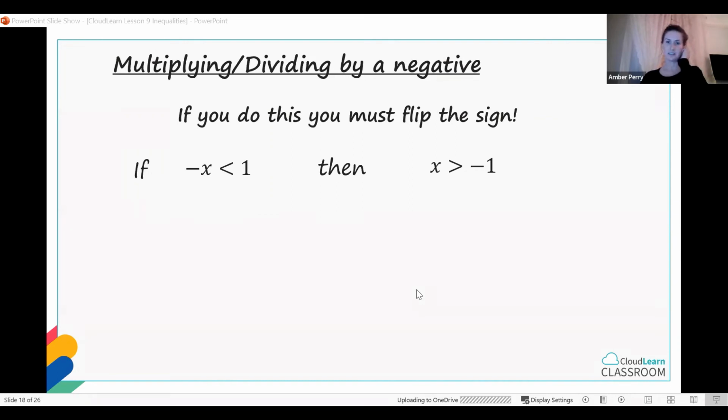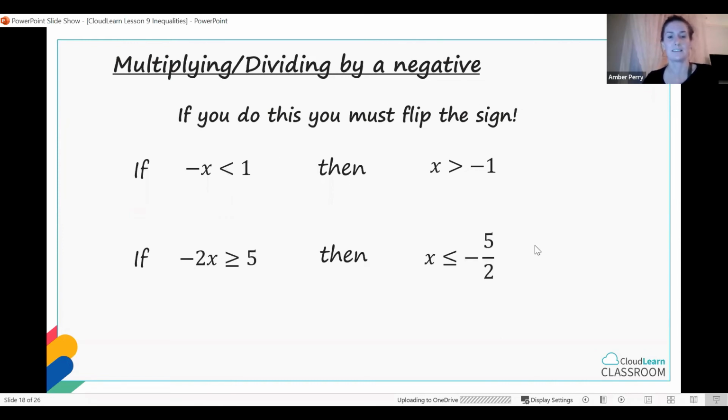So let's have a look at an example. If minus 2x is greater than or equal to 5, then we would have to solve this by dividing both sides by minus 2. So that means that x would have to be less than or equal to minus 5 over 2 because we've flipped the sign. So there's an easy example.